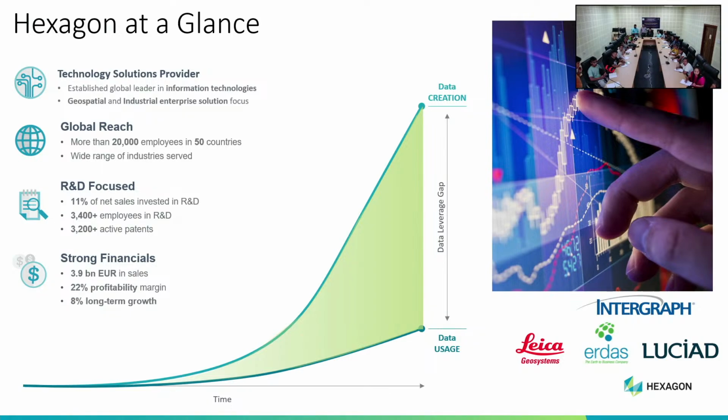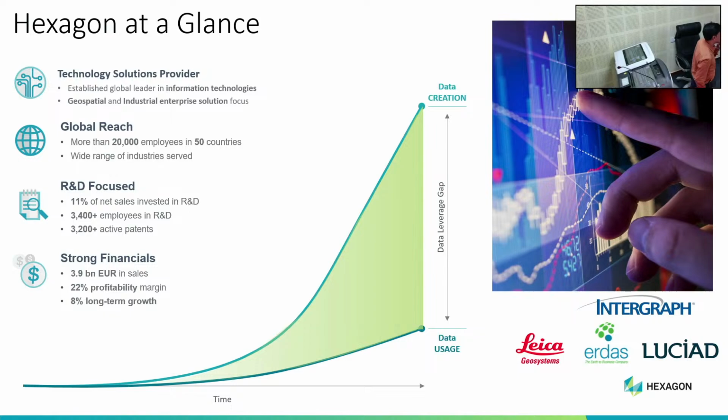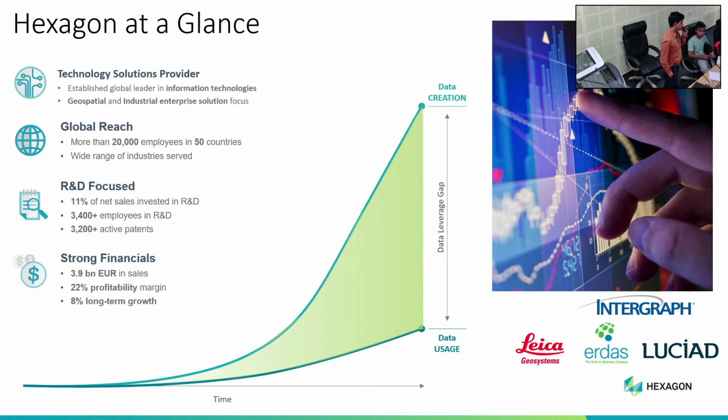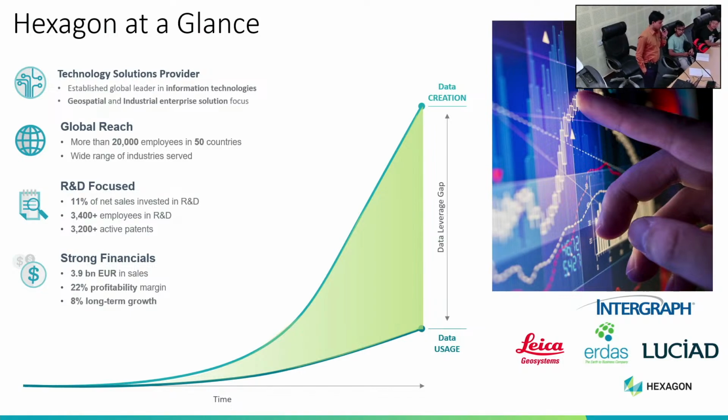Before coming to the training subject, I would like to give you some basic insight about Hexagon. What is Hexagon? Hexagon is a leading industry. We have the solution for everything, you can say everything in one word. You can see here we have the technology solution provider, global research, R&D focused, everything.